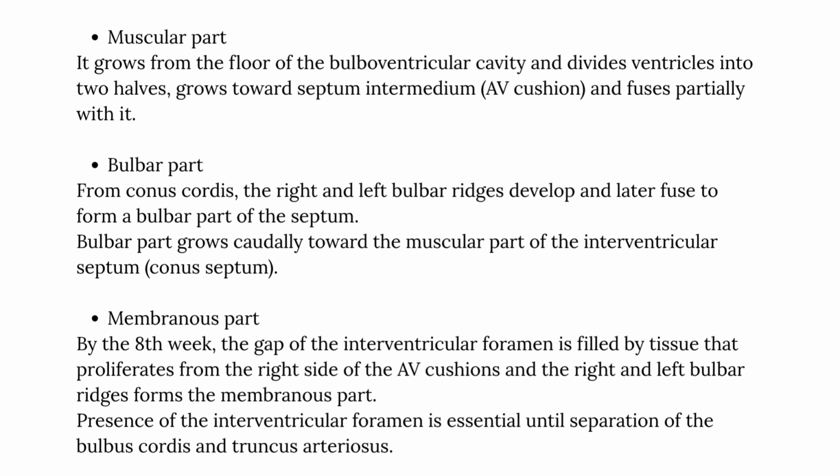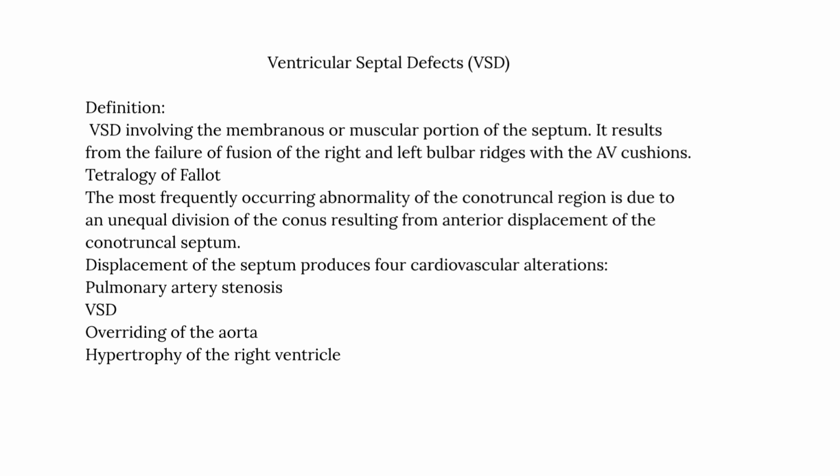Tetralogy of Fallot. The most frequently occurring abnormality of the conotruncal region is due to an unequal division of the conus resulting from anterior displacement of the conotruncal septum. Displacement of the septum produces 4 cardiovascular alterations: pulmonary artery stenosis, VSD, overriding of the aorta, and hypertrophy of the right ventricle.